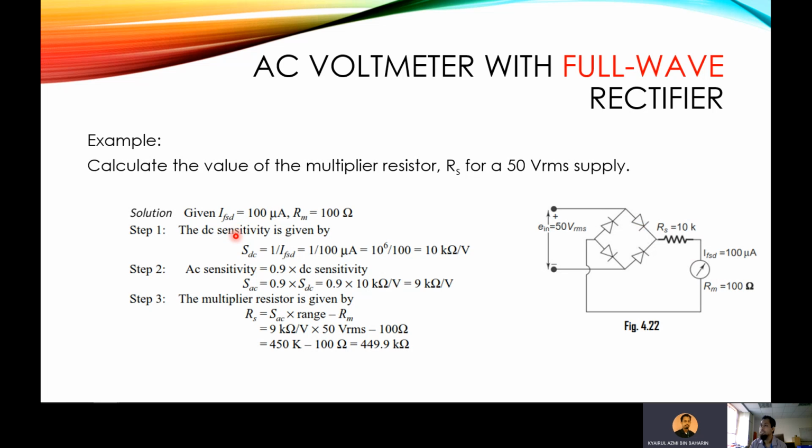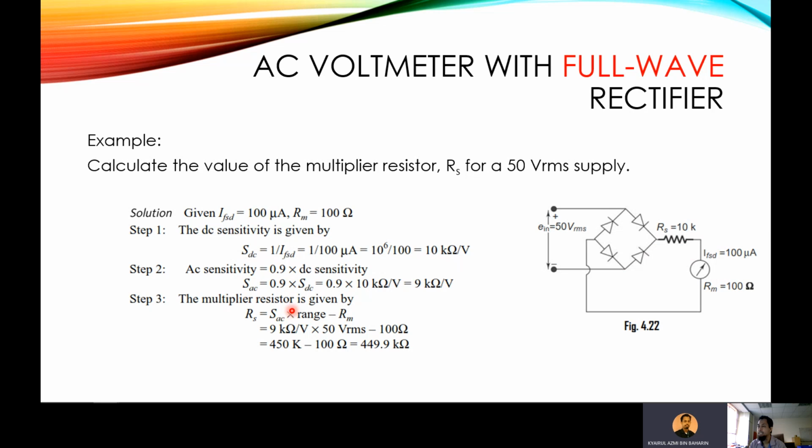So first, we calculate the DC sensitivity. DC sensitivity is 1 divided by 100 microamps. We get 10 kilo ohms per volt. Because it's a full bridge, we know it's 90% sensitive. So the AC sensitivity is 0.9 times 10. So we get 9 kilo ohm per volt.